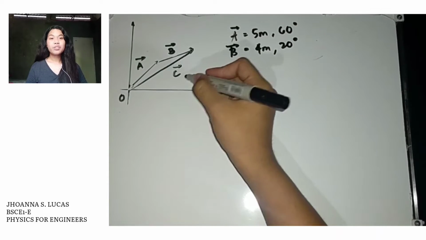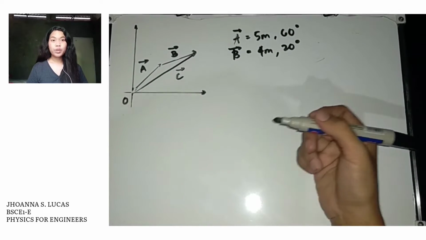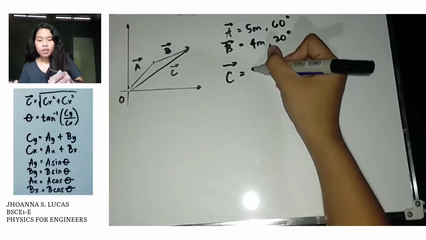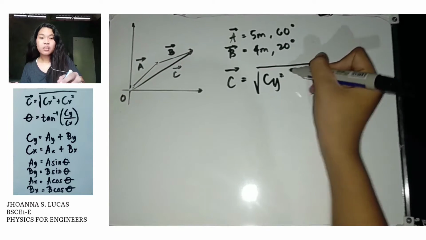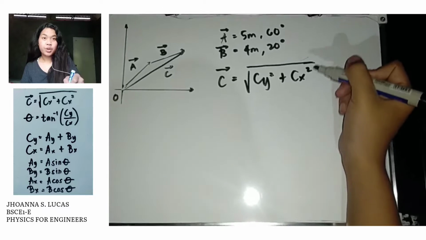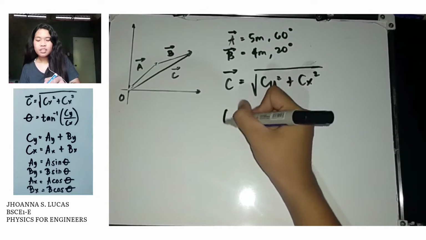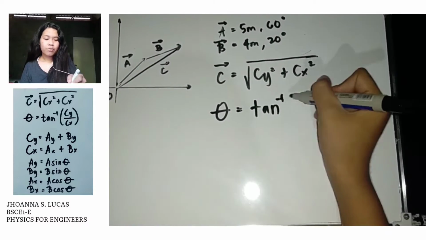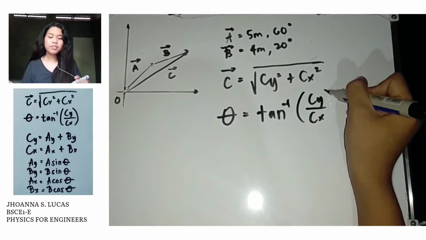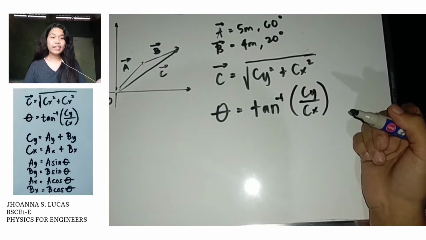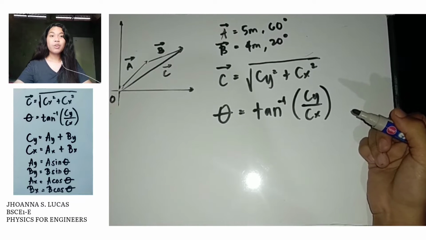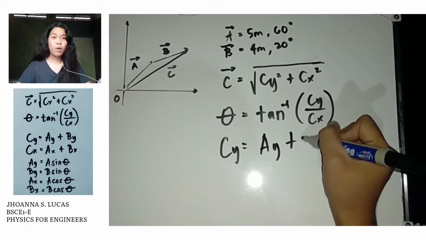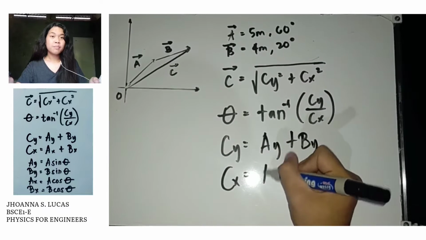For us to know the vector sum and its angle, we have to use two equations, where the vector sum, or vector C, is equal to the square root of Cy squared plus Cx squared. And for its angle, theta is equal to the inverse tangent of Cy over Cx. Since we don't have Cy and Cx, we have to find them first. We also have equations for that, where Cy is equal to Ay plus By and Cx is equal to Ax plus Bx.